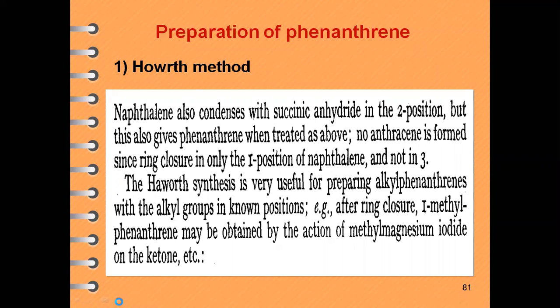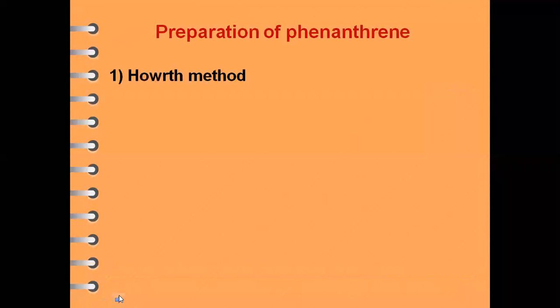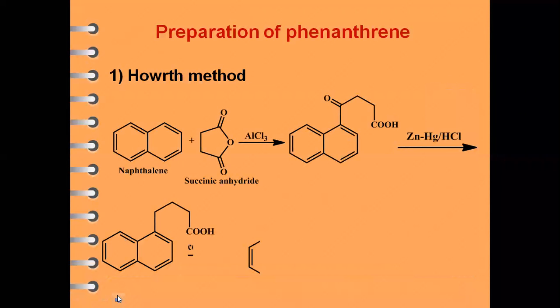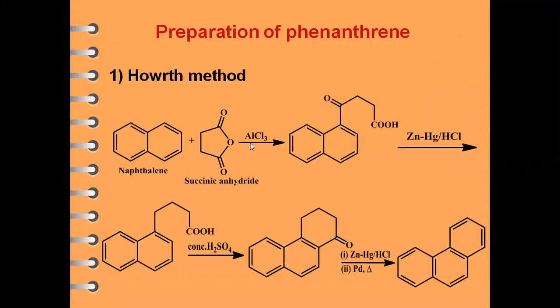Now, in the coming slide, we are going to discuss the synthetic method for the preparation of phenanthrene. So this is a scheme of synthesis of phenanthrene by the Haworth method. In the Haworth method, we use naphthalene as a starting material, which will be fused with succinic anhydride. This fusion takes place at an angular position in the naphthalene in the presence of aluminum chloride.